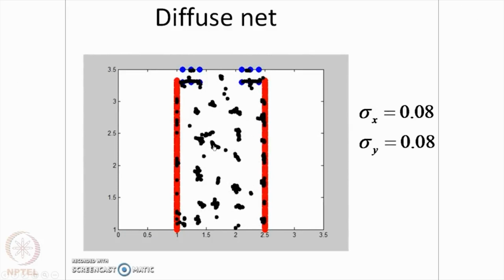So, you see that neurons have come together, they formed clumps, but these clumps are all over the place. It is like a diffuse nerve net. So, then let us look at the next example.